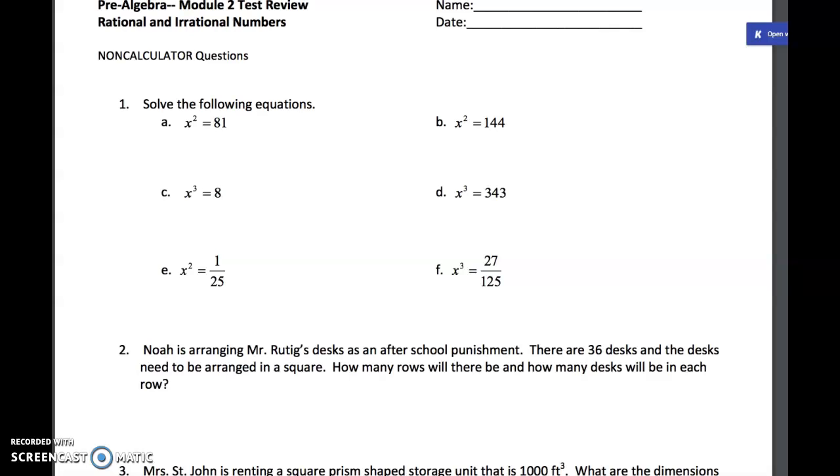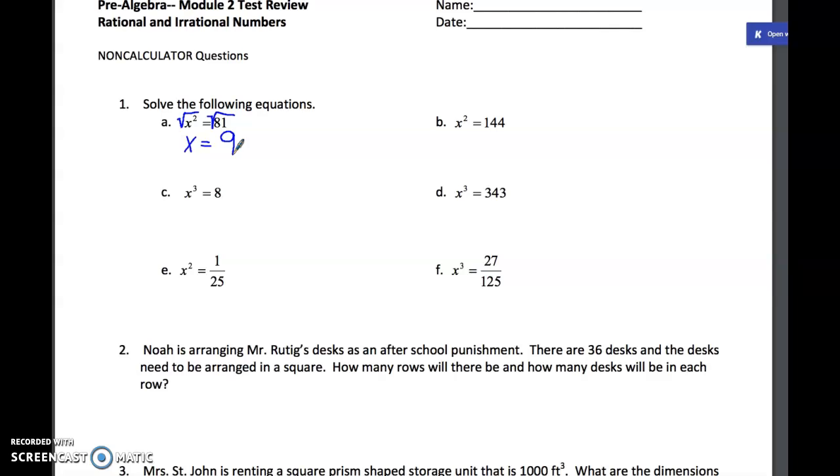Number 1, you're solving equations. So we want to solve the equation, we have to do the inverse operation. The inverse of squaring is square root. So we're going to do the square root of both sides. Square root of x squared gives me x. Square root of 81 is 9.